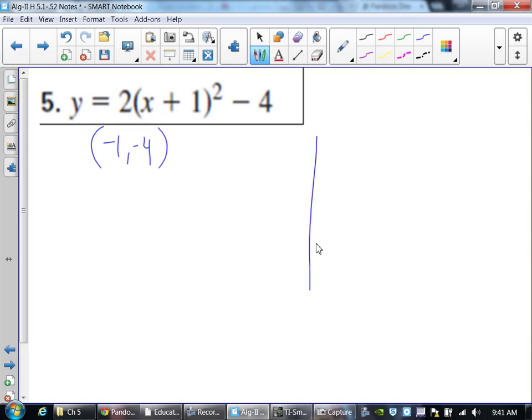Sorry, aren't you squared? So if my vertex is at negative 1, negative 4, where's my axis of symmetry?